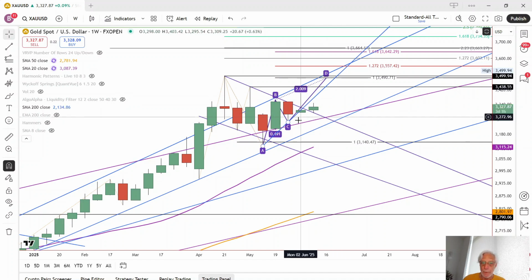But a bearish pattern is not valid until it triggers. Any pattern is not valid until it triggers. So until then, it's a potential bearish pattern. All right, that leaves us for today with gold.